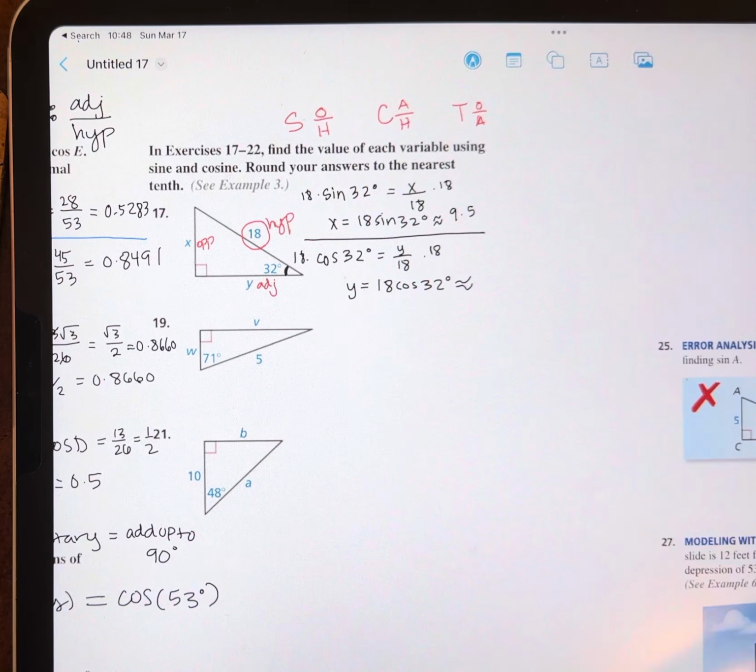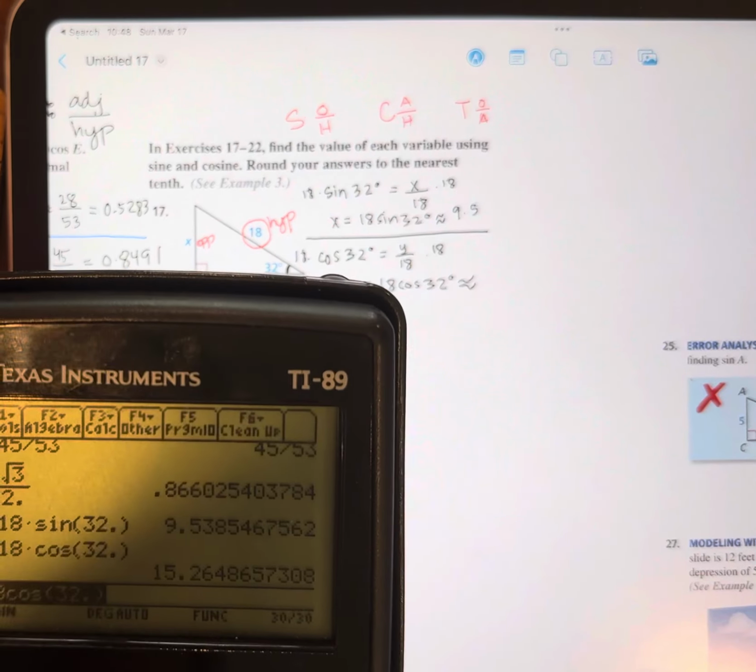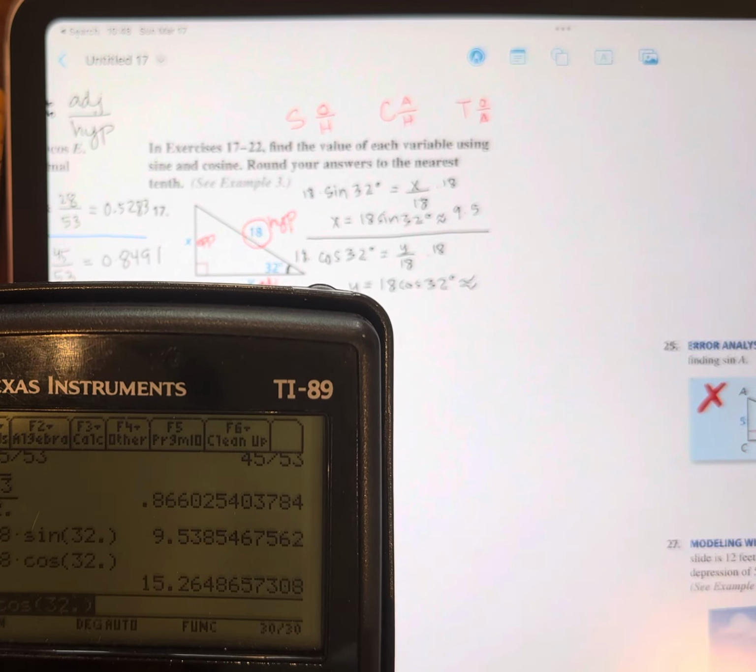Now again, that's a perfect answer. If I said don't round, that's what you would give me. And then if I said to round, you just learn how to put that in your calculator. And in this case, it's 15.3.